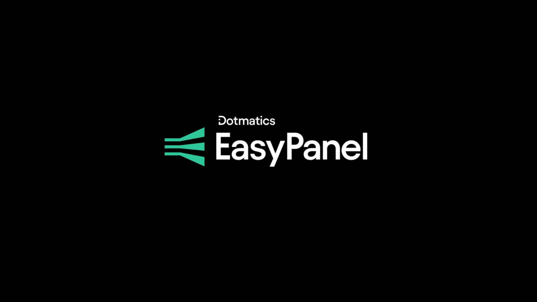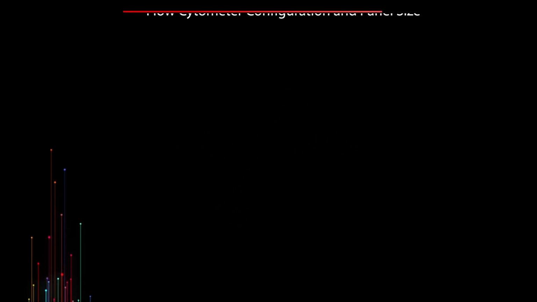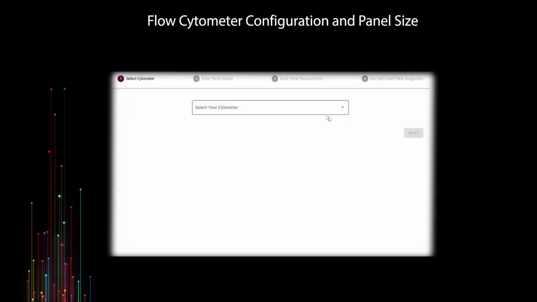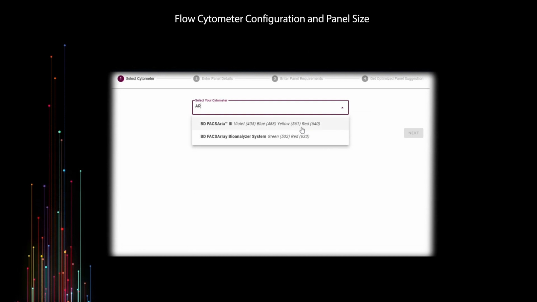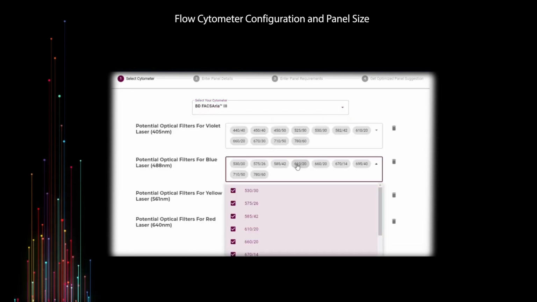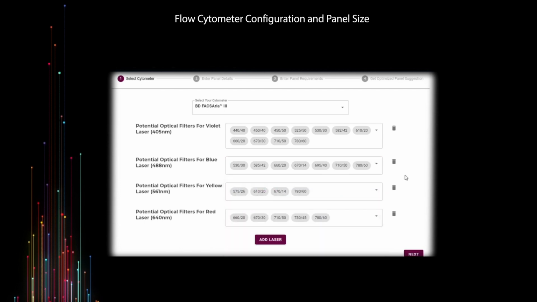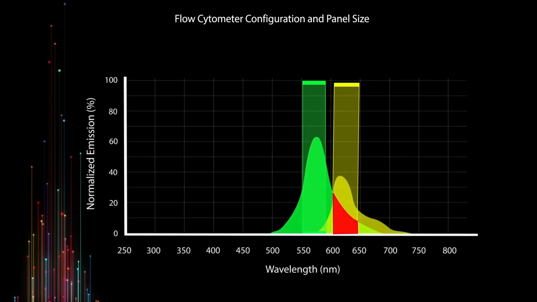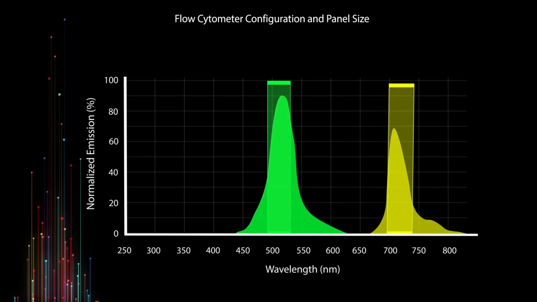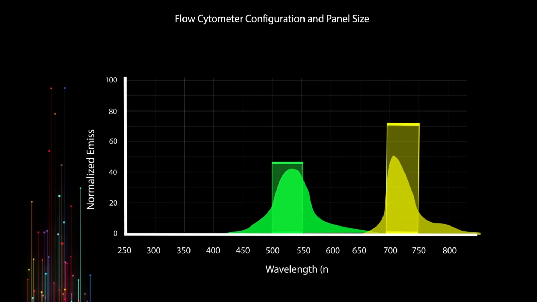How does it work? EasyPanel collects users' inputs and requirements, including the configuration of the flow cytometer used, such as the number of lasers and available optical filter sets, as well as the desired panel size. Based on these constraints, EasyPanel screens almost all potentially suitable fluorochromes to determine the combination that offers minimal spectral overlap in addition to the highest possible brightness.